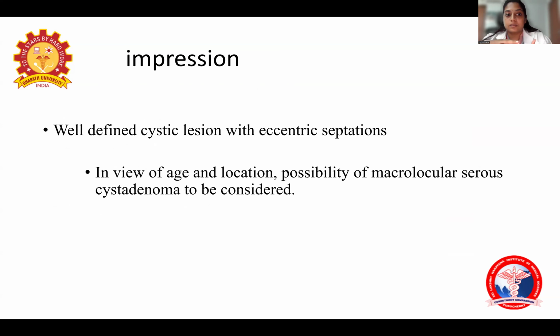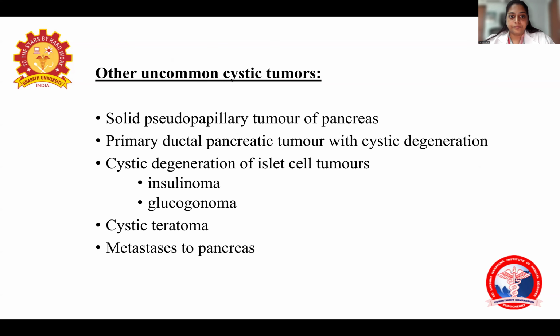So coming to our case, we saw a well-defined cystic lesion with eccentric septations. In view of the age and the location, the possibility of macrolocular serous cystadenoma is to be considered. My other differentials would be solid pseudopapillary tumor of the pancreas, primary ductal pancreatic tumor with cystic degeneration, then cystic degeneration of islet cell tumors, which is insulinoma or glucagonoma. It can also be a cystic teratoma or a metastasis to the pancreas.